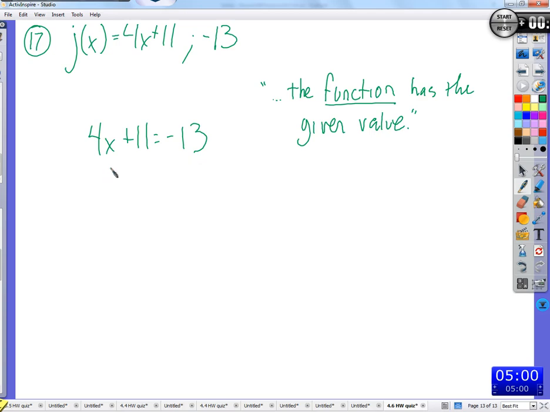And solve by subtracting 11 on both sides.